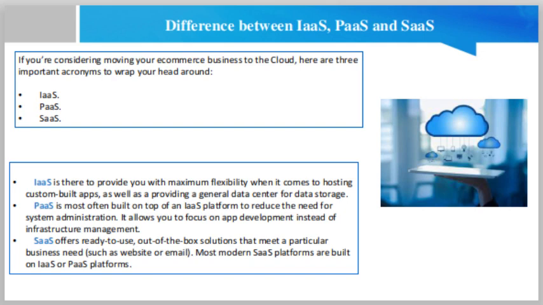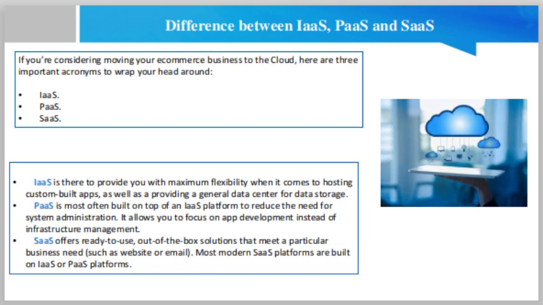Friends, if you are considering moving your e-commerce business or company to the cloud, here are three important acronyms to wrap your head around: IaaS, PaaS and SaaS. These are the three main types of cloud computing. You have probably heard about these before. They are all experiencing a surge in popularity as more businesses move to the cloud.